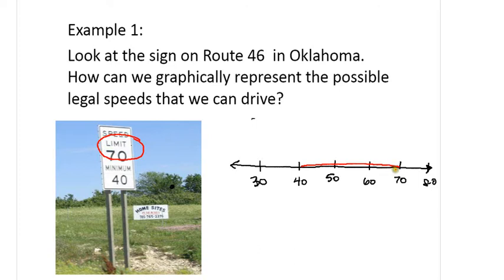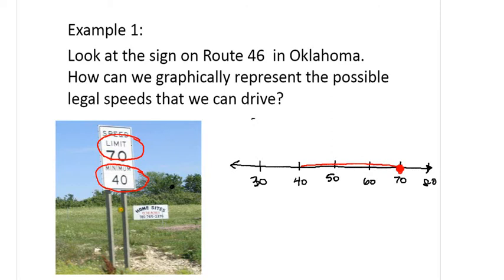So the way that I represent that, and you might be thinking ahead to yourself, what is he going to say next? The way that I represent that is a closed dot at 70. Since 70 is part of the solution, I'm going to close the dot to represent that. Now, we go down here to 40. If the minimum acceptable speed is 40 miles an hour, is 40 included in the solution set?